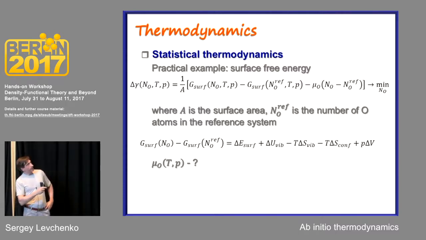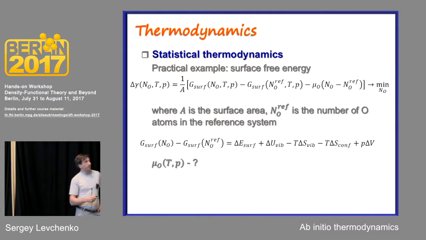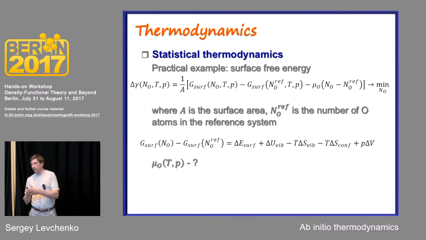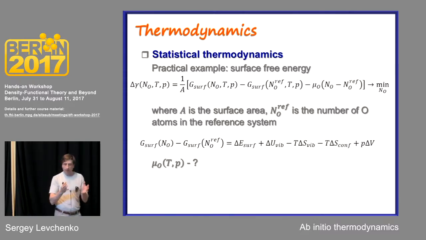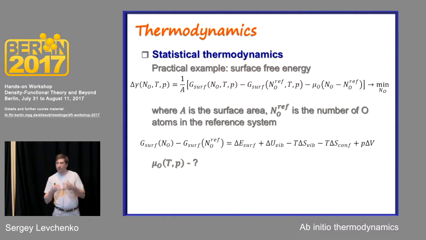So as you can see, this surface free energy depends on the chemical potential. We have to know the chemical potential of the oxygen atom. So how can we calculate it? As I mentioned before, the chemical potential in equilibrium is the same in the gas phase or at the surface. And therefore, we can calculate it for the gas phase.